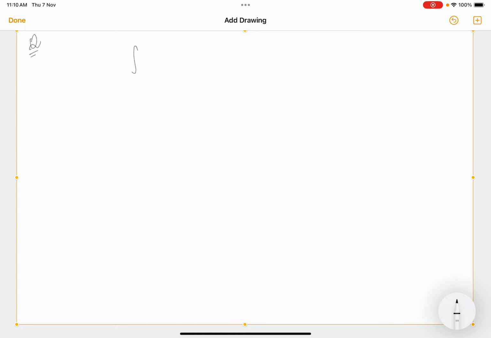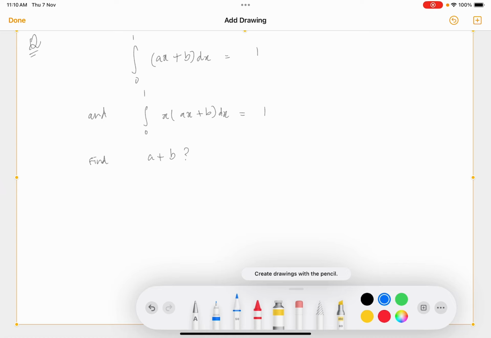You're given two integrals. The first integral goes from 0 to 1 of ax plus b dx, equal to 1. And then you also have the second integral, which also goes from 0 to 1 of x times (ax plus b) dx. This is also equal to 1. And then you have to find the value of a plus b. That means in a way you need to find both a and b individually.